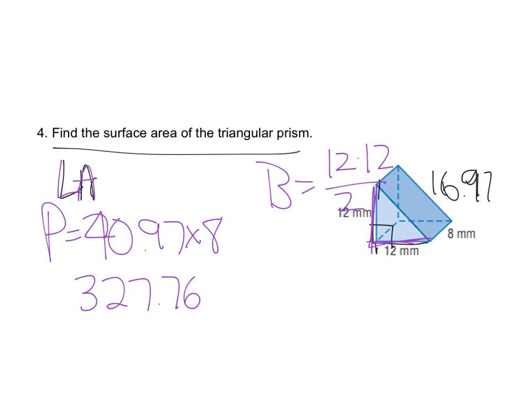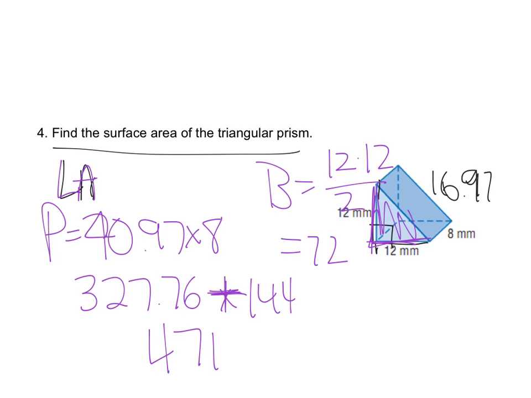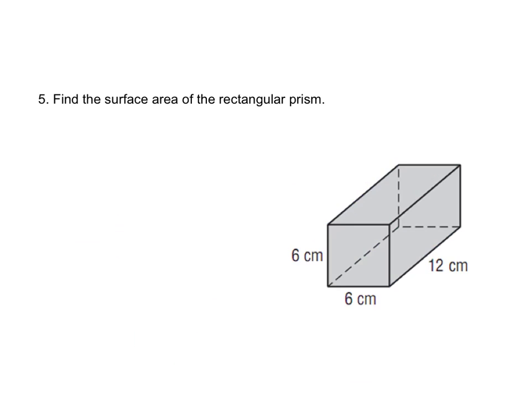Base times height divided by 2. So that's going to be 72, the area of one base. So now I'm going to multiply it by 2 to get 144. So I'm going to add those two together, plus 144. And my answer is going to be 471.765 millimeters squared. There it is.